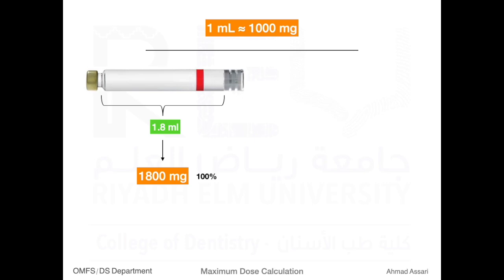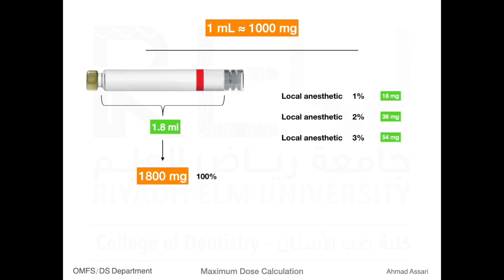When the concentration is 1%, it means 18 milligrams per cartridge, and so on. 2% would be 36 milligrams, 3% would be 54 milligrams, and 4% would be 72 milligrams.